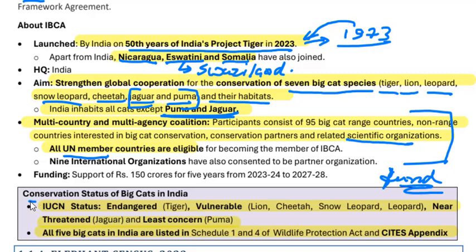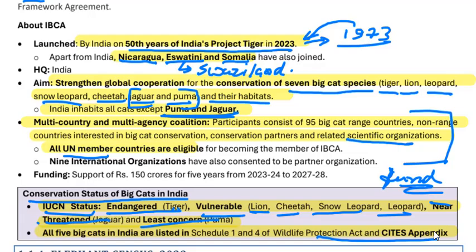Next is conservation status of big cats in India. IUCN status. You need to remember this list: tiger is endangered, others are vulnerable, because you will get confused among lion, cheetah, snow leopard and leopard. These come in the vulnerable category. Then near threatened: jaguar is not found in India, even though it is written near threatened, so no use of this. And least concern, because we don't have puma, so it is least concern for us. All 5 big cats in India are listed in Schedule 1 and 4 of the Wildlife Protection Act and in the CITES Appendix. We have already discussed CITES.